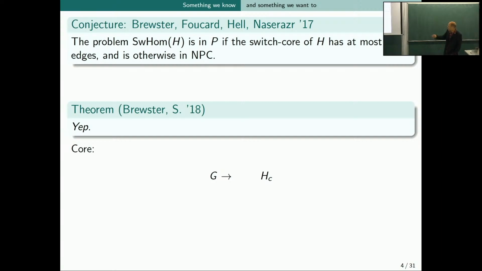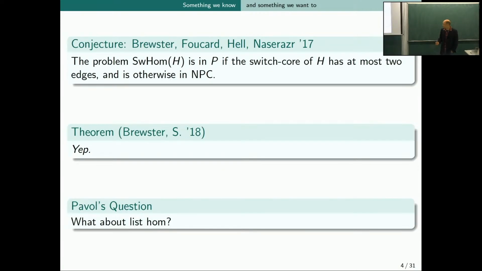Okay, so we showed that, and then Pavel, he asked, well, what about list hom? Right, so we can ask the same question, the switch homomorphism, but we can ask a list version of it, right? So for every vertex in the instance, we give a list of possible targets in the target. Right? And so, yeah, what about list hom? Well, I didn't care about list hom.